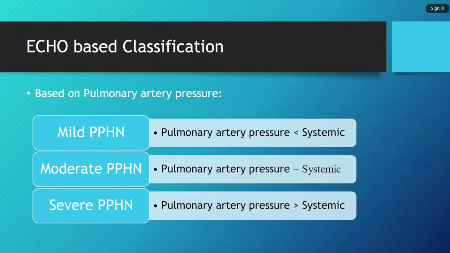Next is echo-based classification. It is based on pulmonary artery pressures. Mild PPHN, there is decreased pulmonary artery pressure as compared to systemic pressures. Moderate PPHN, pulmonary artery pressure is equal to systemic pressure. And in severe PPHN, pulmonary artery pressure is more than systemic pressure.